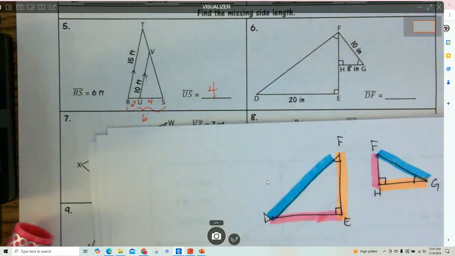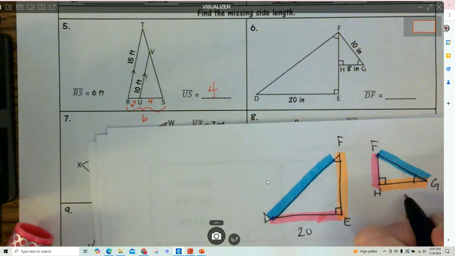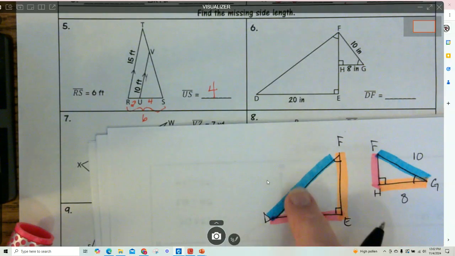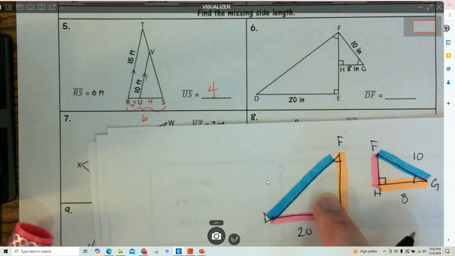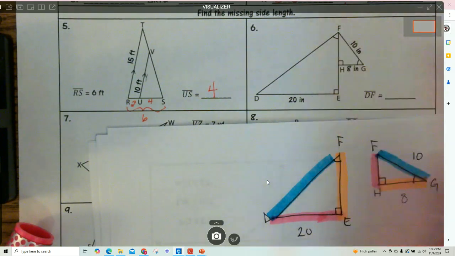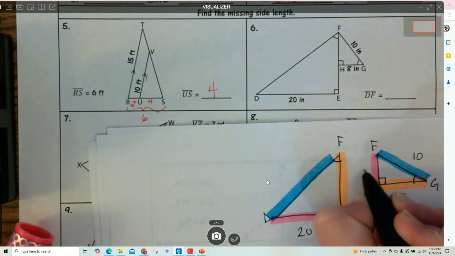I don't think I have enough information to do this one. Because this would be 20. This one's 8. This one's 10. I need either the orange or the blue over here. I think this one, that 8, is supposed to go here. So let's just rearrange that and put the 8 here.